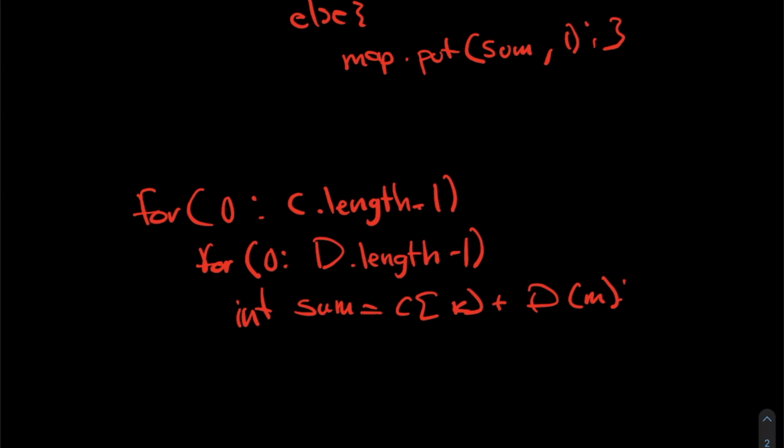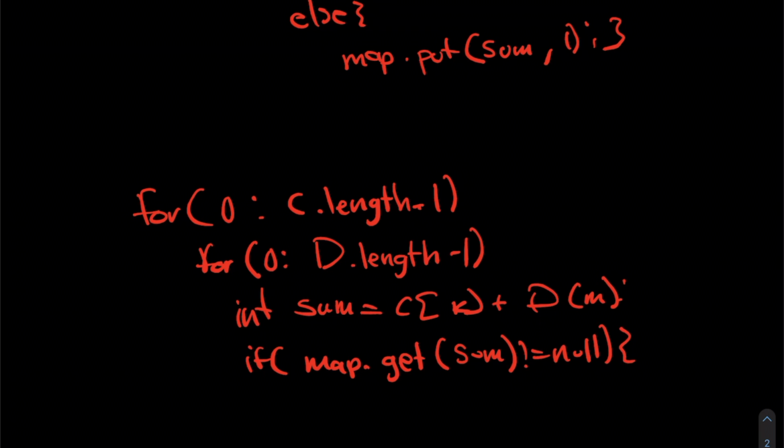And then what we're going to do now is check if the map contains that. So map.get(sum): if it does not equal null, right? If it does have it in the map, we're just going to increment the count.